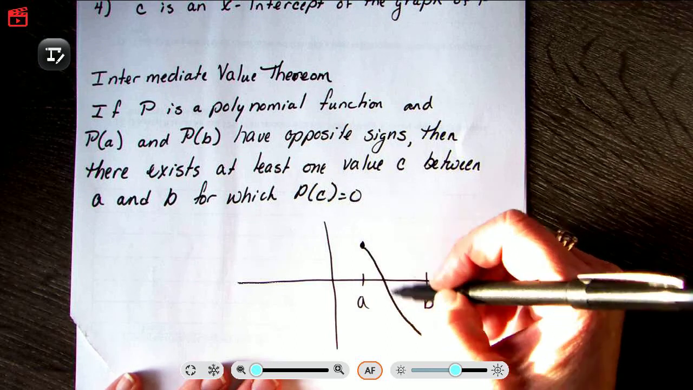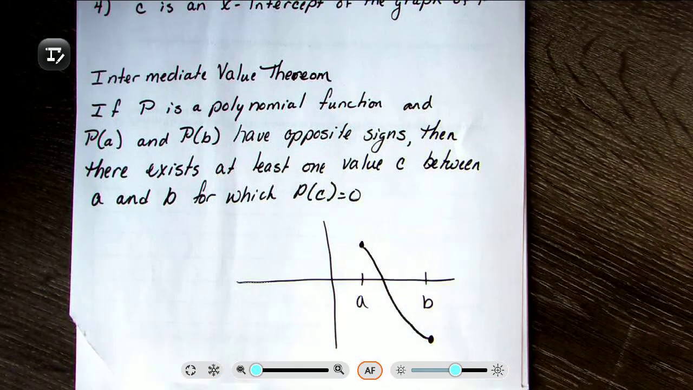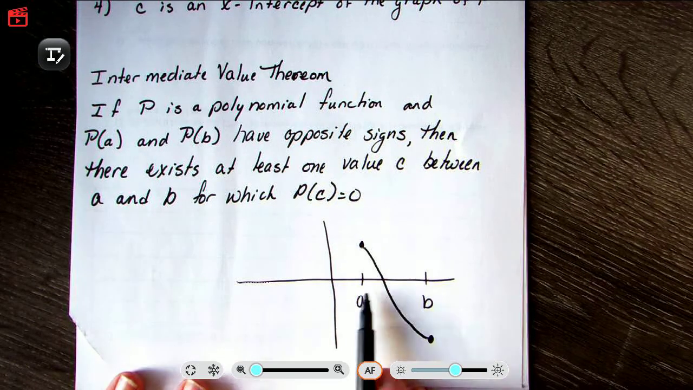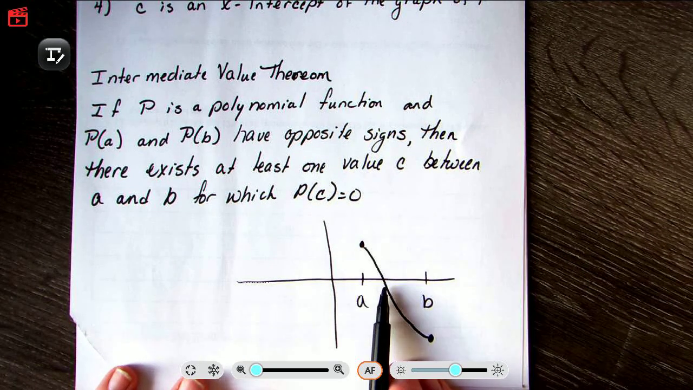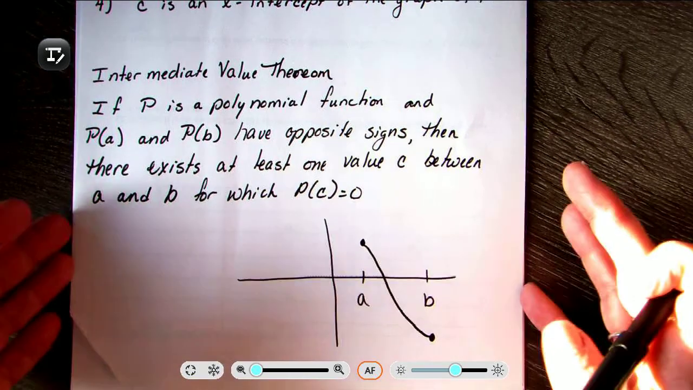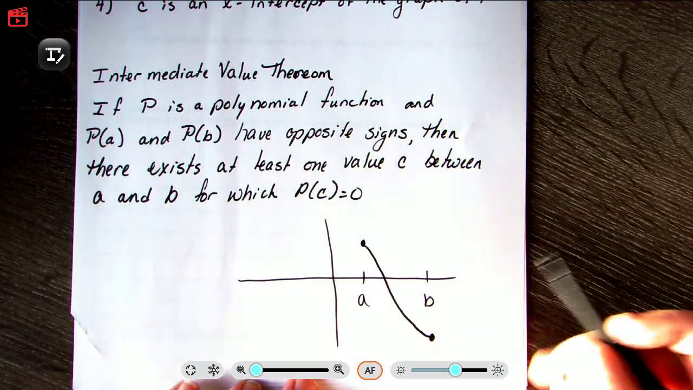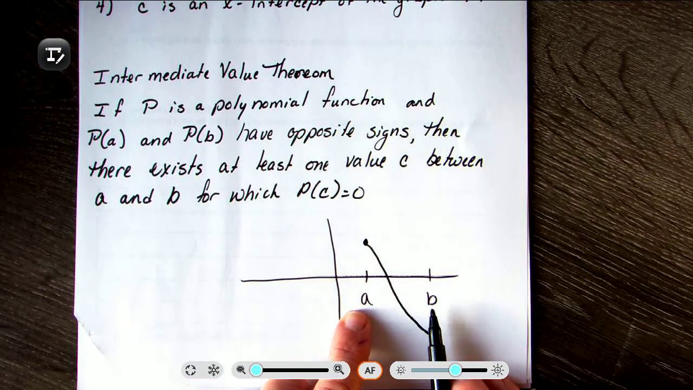We couldn't have wiggled up and down around for a while and then come down. But we have at least one. And this theorem allows us to come up with ideas on how to find it. One thing you can do, and it's relatively easy to program computers to do this, is: if you found one positive and one negative, we know it has to cross somewhere.